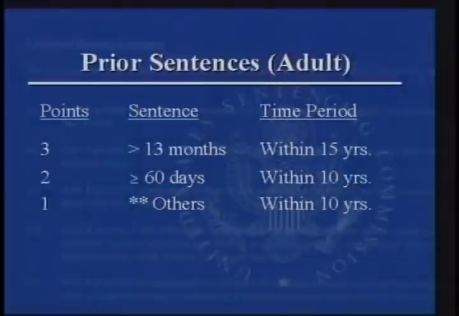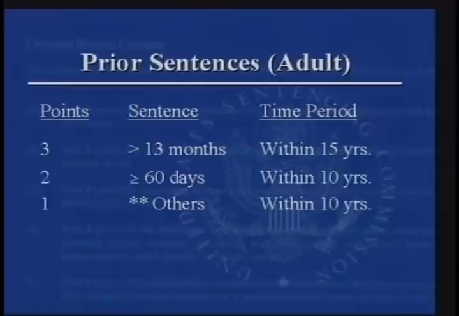Before we talk about assigning criminal history points, we need to have two important pieces of information. First, we need to determine whether a sentence of imprisonment was imposed upon a prior sentence, and if so, we need to determine the length of that term of imprisonment, and then we need to determine when that sentence was imposed. So we need to have the date of that imposition of sentence. We'll move first to adult prior convictions, and we have a chart that will assist you in determining the number of criminal history points to assign to each prior criminal conviction.